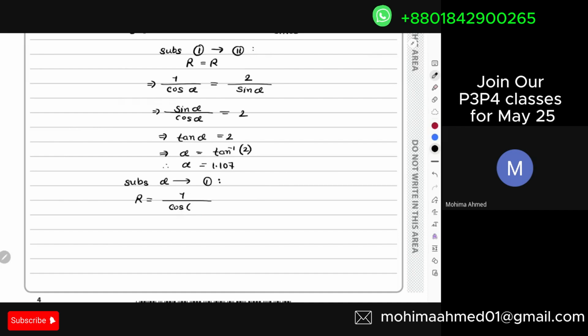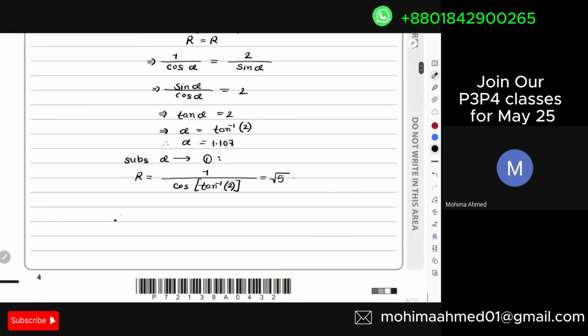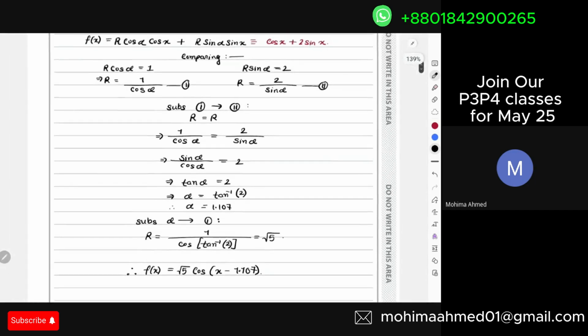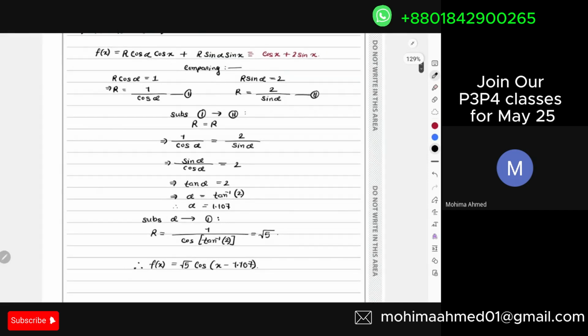Over here, r is 1 divided by cos alpha, and inside, alpha is tan inverse 2. So I can write this as 1 divided by cos tan inverse 2. If we calculate this, you'll get the value for your r as root 5. Now you can write your answer in the format R cos(x minus alpha). So f of x is root 5 cos(x minus 1.107). This is all the working you need to do to convert your equation cos x plus 2 sin x into this format.